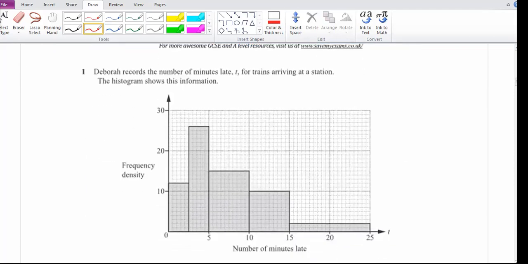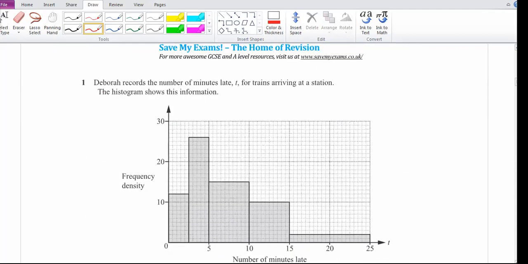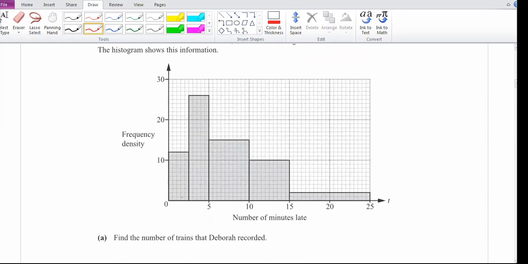Have a look at this one. This question: Bora records the number of minutes late for trains arriving at a station. The histogram shows this information. Find the number of trains that Bora recorded. These are the histogram bars for all the trains. Some trains are 5 minutes late, some are less than 5 minutes late, and so on.